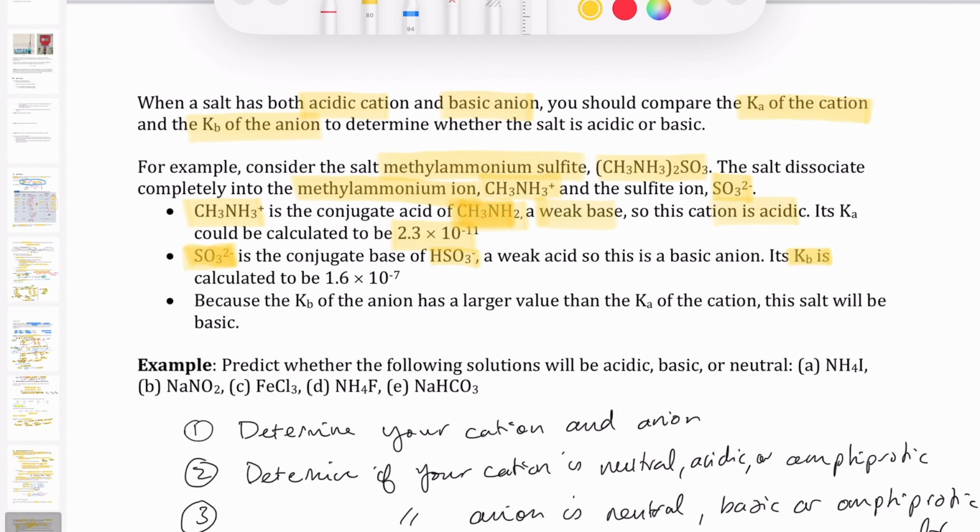We have to calculate its Kb, and we can do that by using Kw. Kb here is going to be Kw over the Ka of the bisulfite. You can find that number in your Ka table, but when you calculate it, you'll get 1.6 times 10 to the minus 7. So the two numbers you're comparing here are this and that. And you see that the Kb value is bigger than the Ka value. Since the Kb is bigger, therefore the anion will dominate. So the salt is basic.